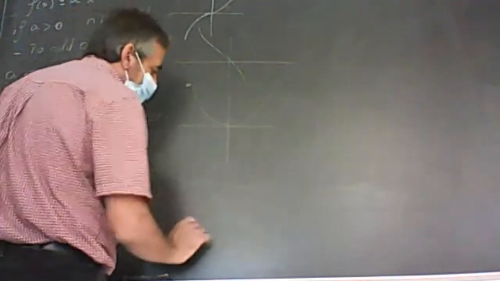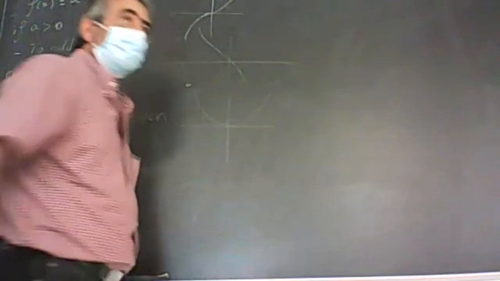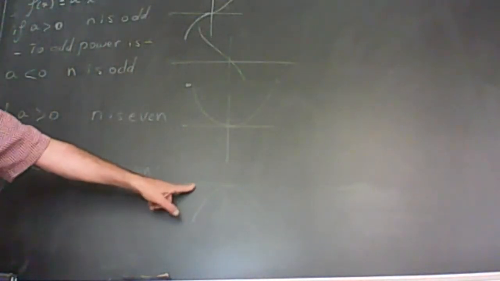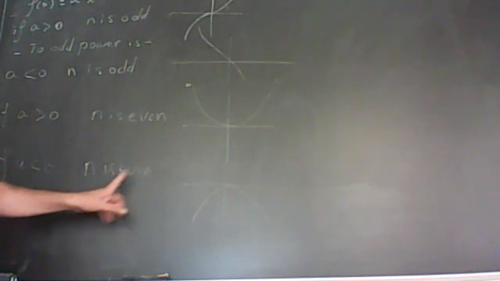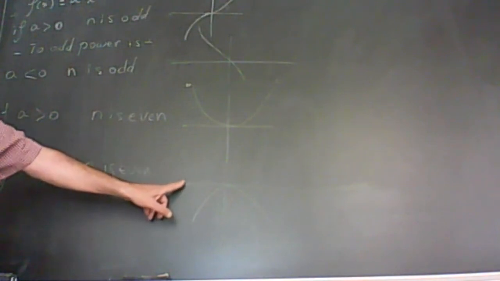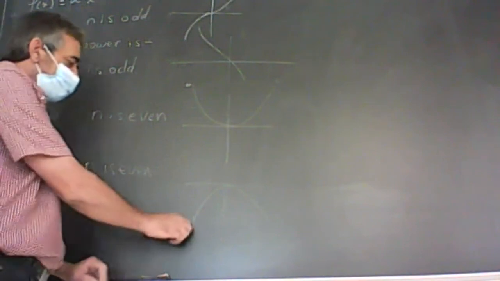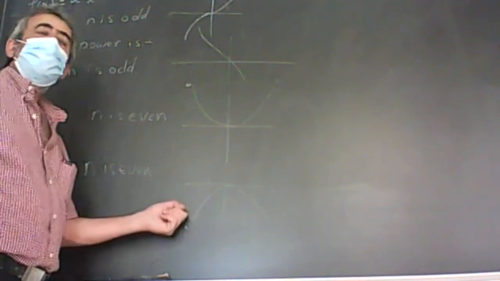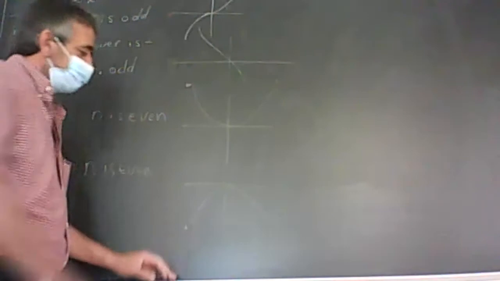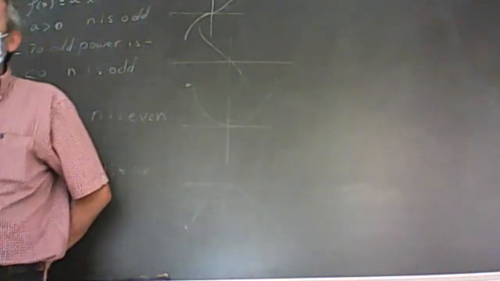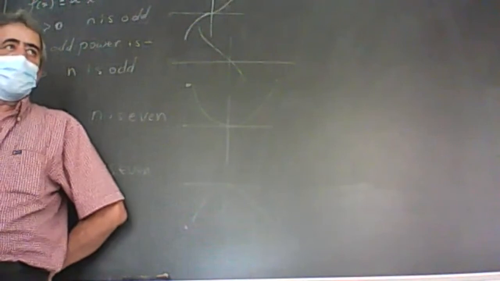then the graph is going to look like that. Again, we're looking at negative. Negative to the even power is positive. Positive times A, which is negative, gives me a negative down here. And this is even, so therefore I end up in the same location for even. Okay?